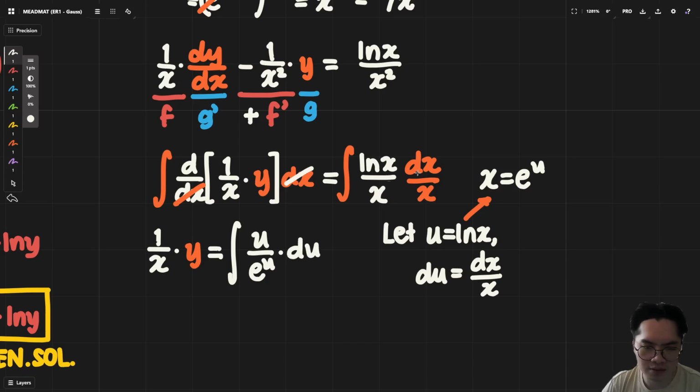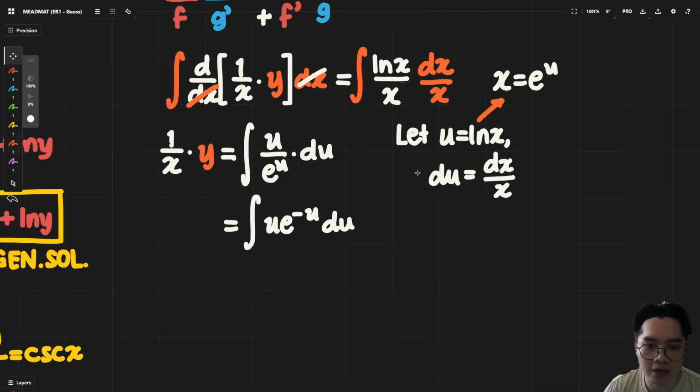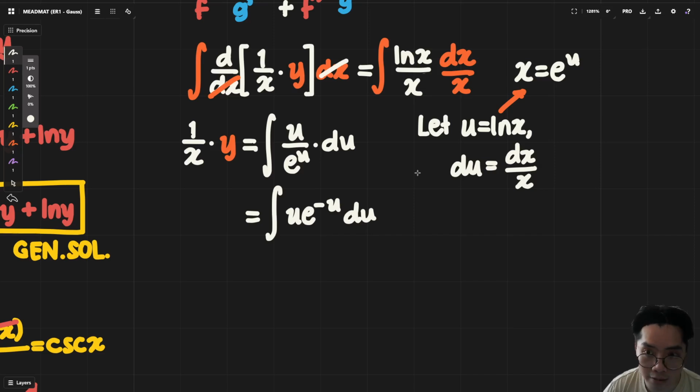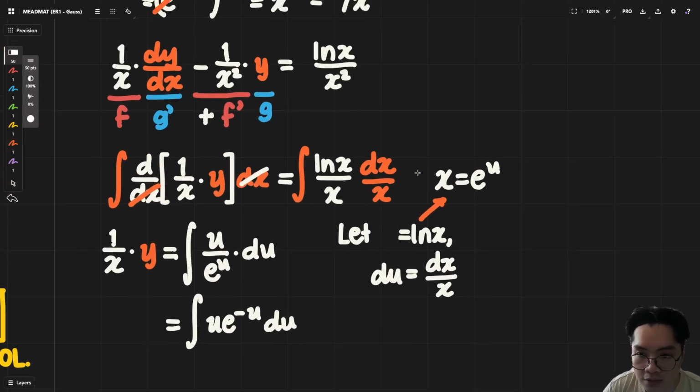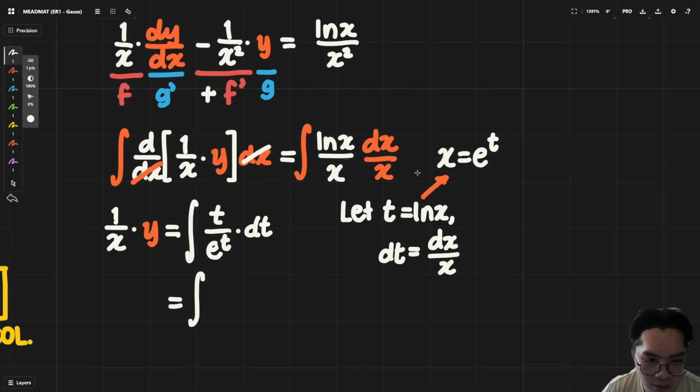You might say to yourself, okay, is this unsolvable? No, because what you can do is now turn this e raised to u into u e raised to negative u du. And from there, we can do integration by parts. Maybe it would be better if we turned all of this into t, because we'll be using u, dv, and du, right? Those kinds of words. So let t is equal to ln x, therefore dt is dx over x, and x is equal to e raised to t. This is your dt, and this is your e raised to t, and then we get t e raised to negative t times dt.